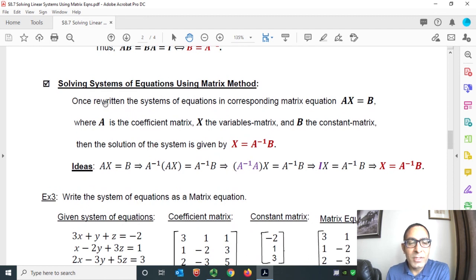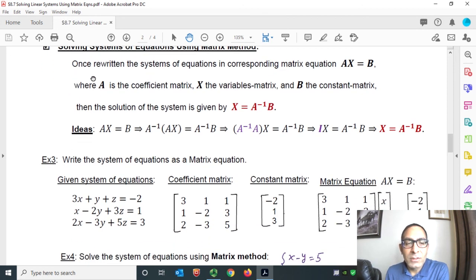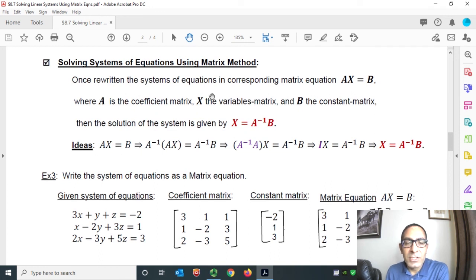Next, solving systems of equations using the matrix method or matrix equations. So the idea, once we rewrite the system of equations into the corresponding matrix equation, AX equals B, where A is the coefficient matrix, X is the variable matrix, and B is the constant matrix, then the solution of the system is given by X equals A inverse B. So the idea is here.